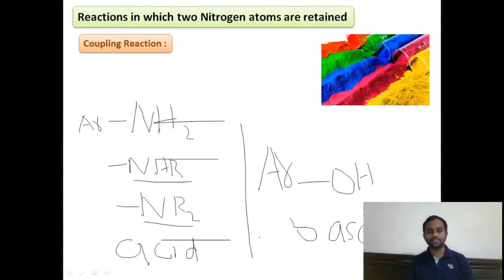This is a process involving synthesis of color derivatives, that is azo compounds. This involves coupling of benzene diazonium chloride with the aryl amines in weak acid medium, or aryl hydroxy compounds, that is phenol, in weak base medium. We will see in detail in the coming slides.